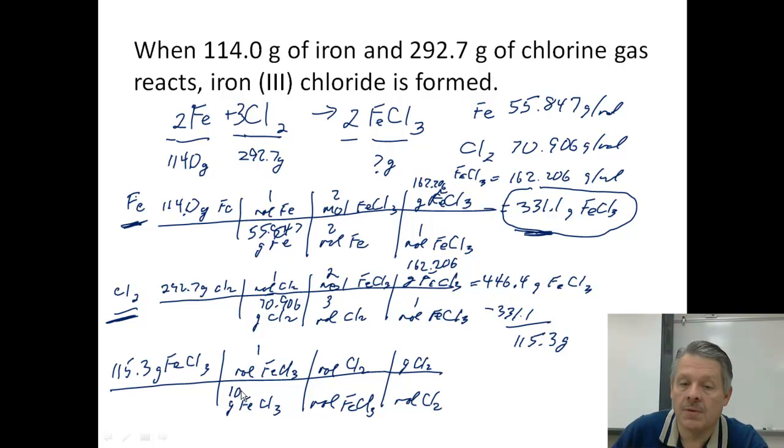1 mole of FeCl3 is 162.206 grams. And for every 2 moles of FeCl3, we have 3 moles of Cl2. We're pulling those numbers from up here as our coefficients. And every mole of Cl2 we know weighs 70.906 grams. When we do that math, we come up with a total of 75.60 grams of Cl2, which was not used.